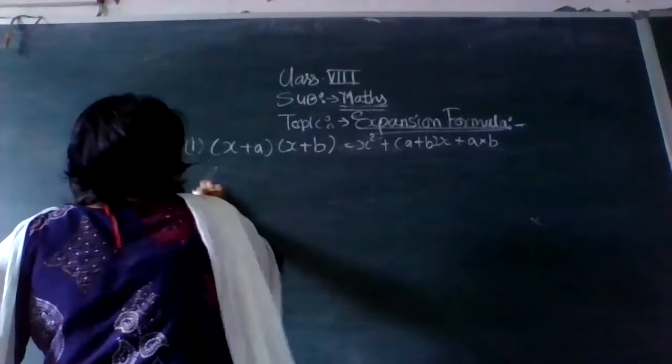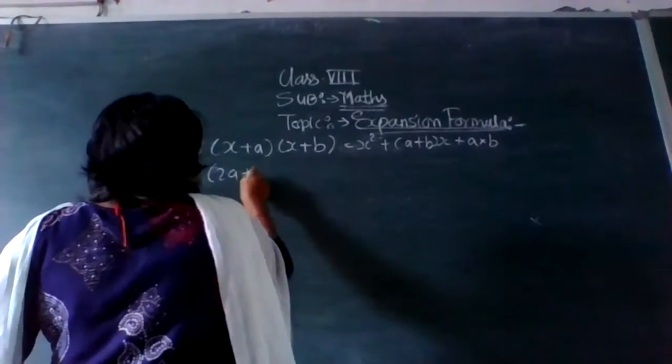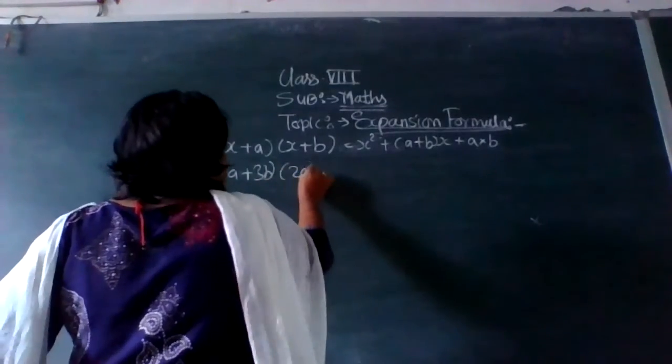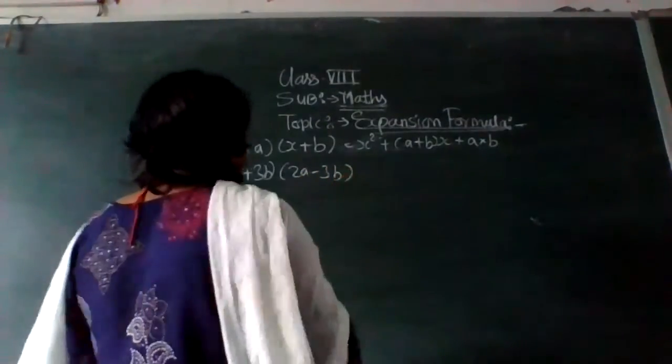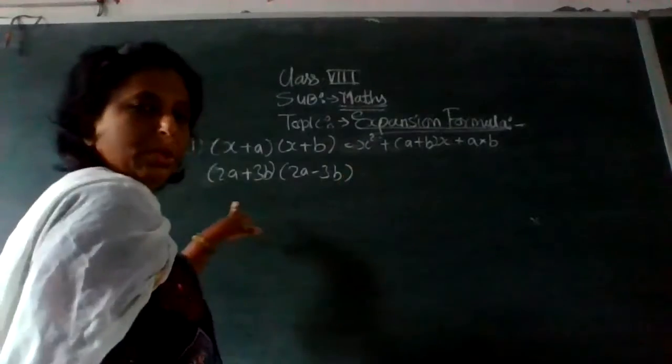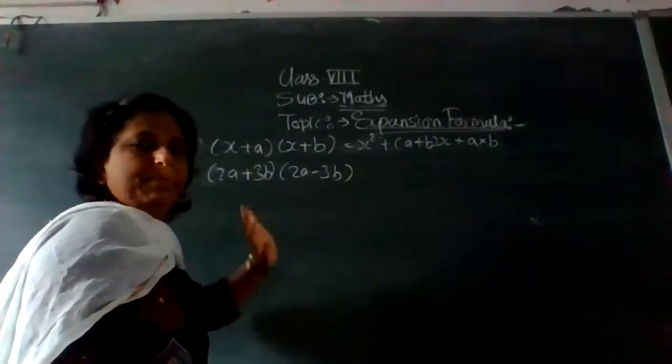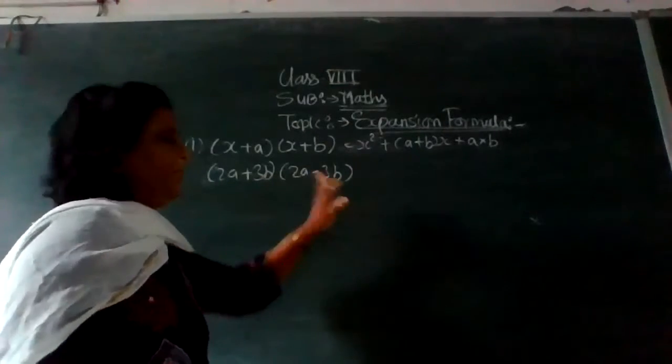Third one. 2a plus 3b and 2a minus 3b. Here also, look. What is here? 2a plus 3b and 2a minus 3b. Here I think both terms are the same. Look, 2a, 3b, 3b same.